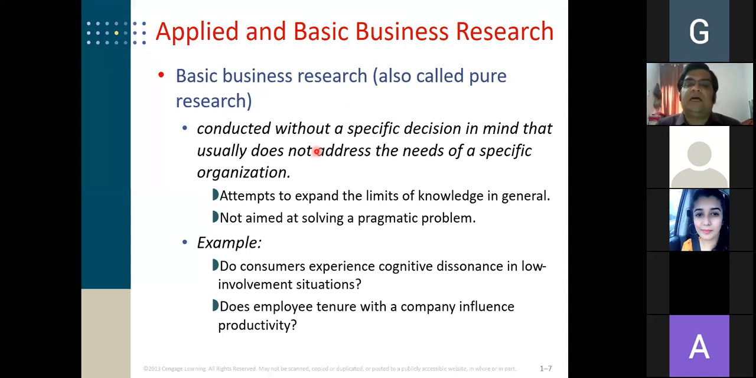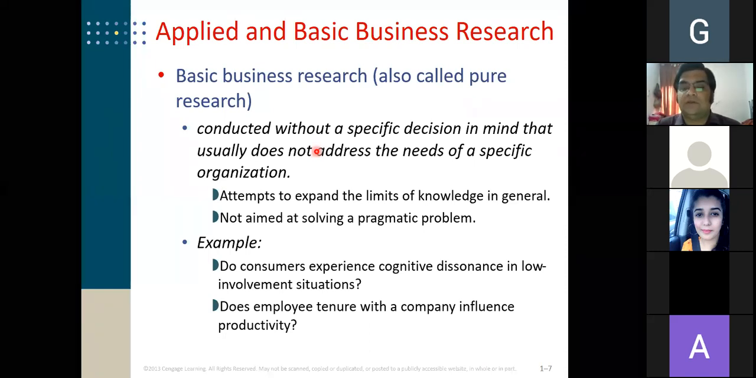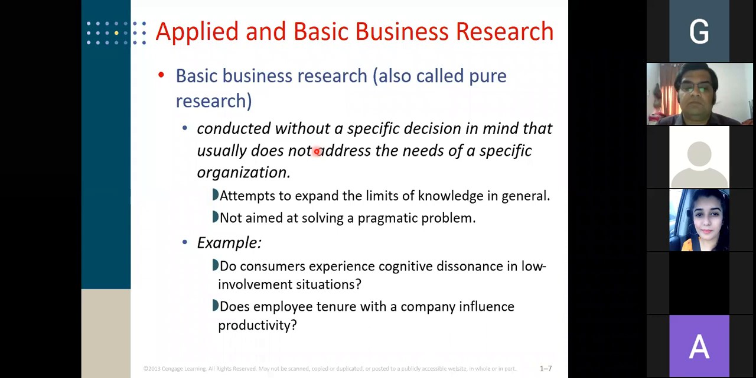So whenever I want to have just knowledge, right? When I attempt to expand the limit of knowledge in general, not aimed at solving a definite problem, this research is called basic research, right? Just like, suppose my research question is, does employee tenure with a company influence productivity?